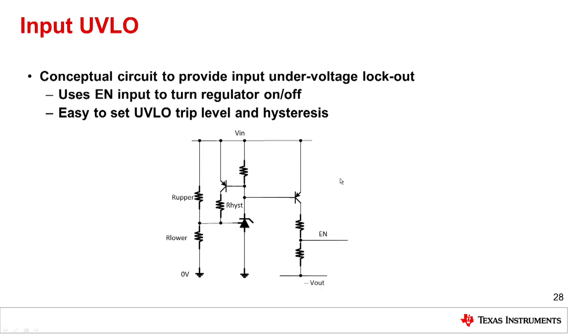Another issue sometimes becomes input UVLO. The simple circuit that you see here can be used to activate the enable input of your buck boost based on certain thresholds on the input voltage. And it's very straightforward to design the threshold that you need from your input, and also to get the hysteresis.